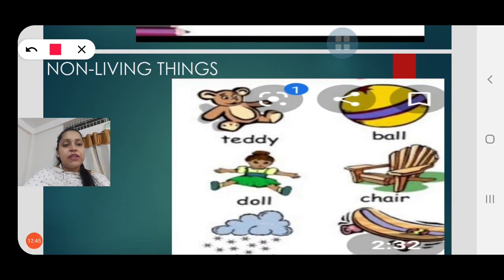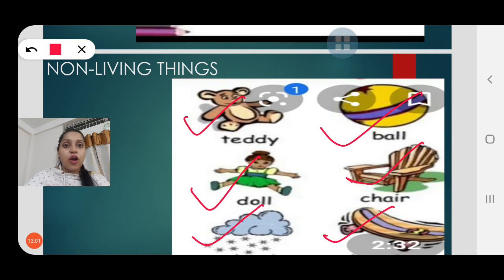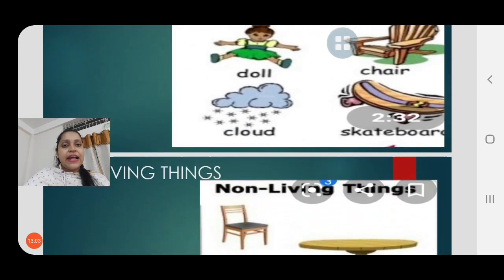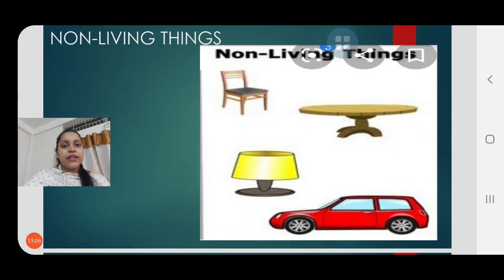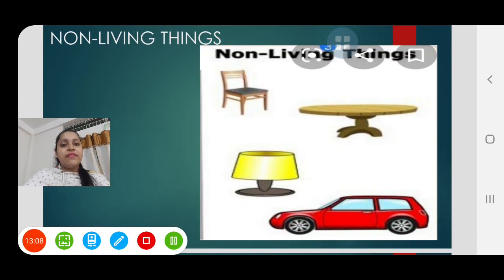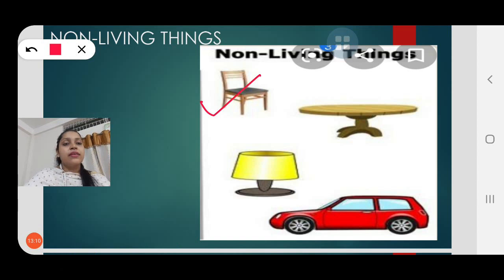Okay, then we come to non-living things. And what are these non-living things? Picture, can you see here? Teddy is there, a ball is there, a doll is there, a chair is there, clouds and stars are there, and a skateboard. Okay, children, so these are the pictures of non-living things. Then again I'll show you a picture of non-living things, and you can see a chair, a table, a lamp, and a car. So these are non-living things.